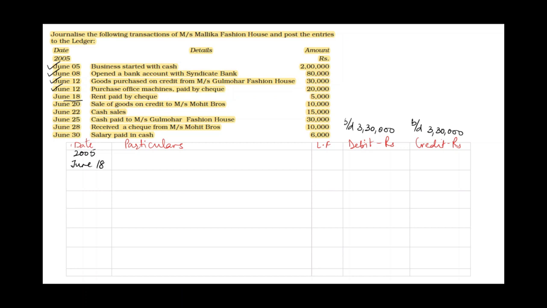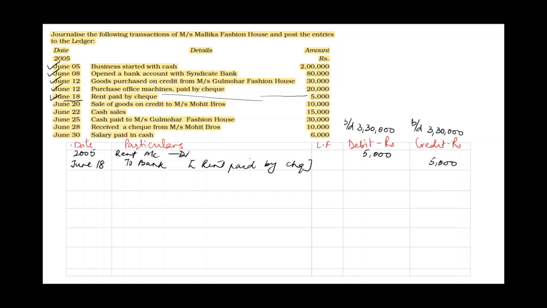So debit all the expenses and losses. So rent is an expense. I'm going to debit it. So I'll say rent account debit. How much is the amount? 5,000. And credit to what? Bank, because it's paid by check. So 5,000. And you will say entry will be rent paid by check. Okay. Now this is done.